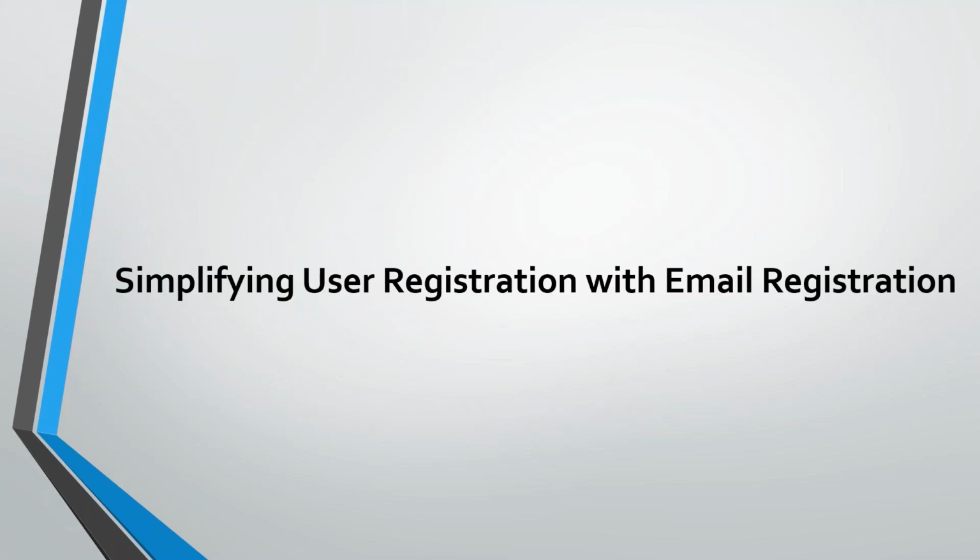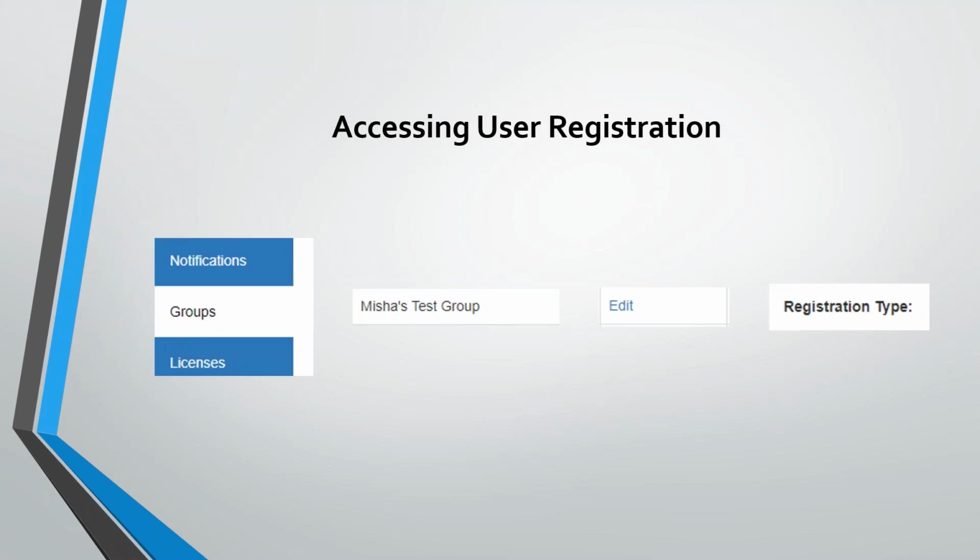For our first topic, email registration, in order to get to any of the user registrations, first we'll go to the group tab, on the left side of the screen on the admin web. You'll find the specific group that you're looking for in the drop-down. In our case, it's the Misha's test group. You'll edit it, and then on that next screen, you'll find the registration type.